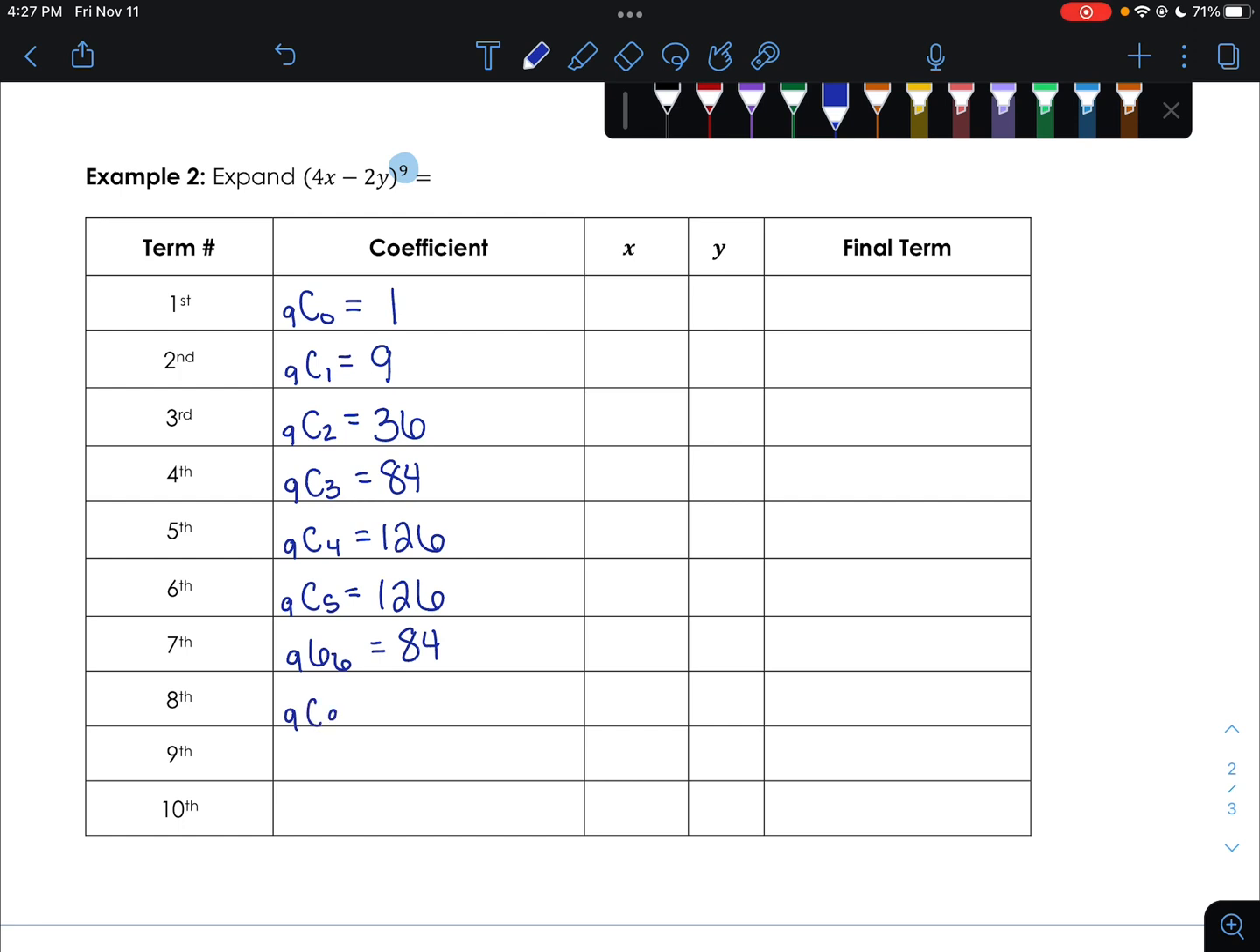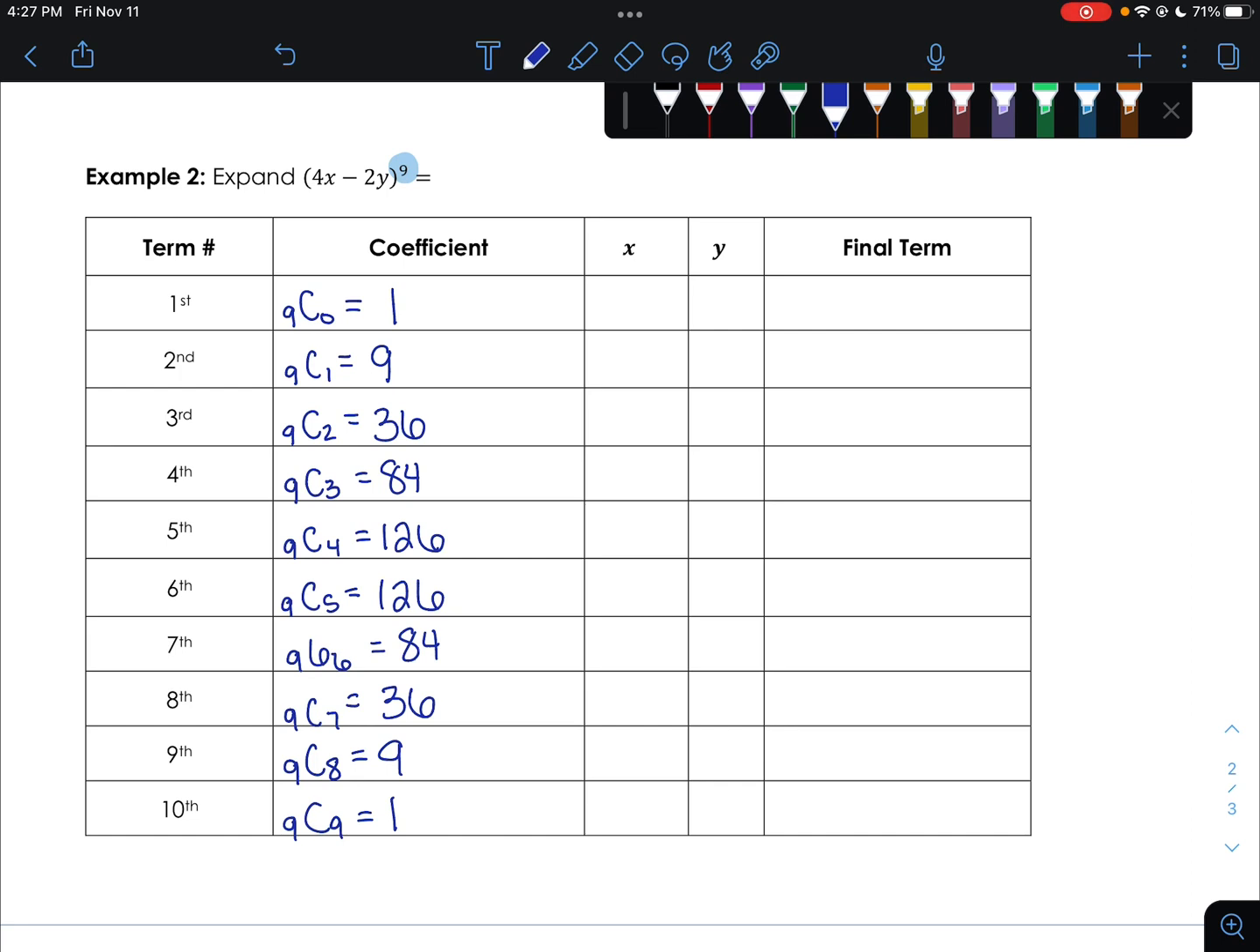9 choose 7. That will give you 36. 9 choose 8 is 9. And 9 choose 9, you should get 1. Again, you need to make sure that you're comfortable typing this into your calculator.